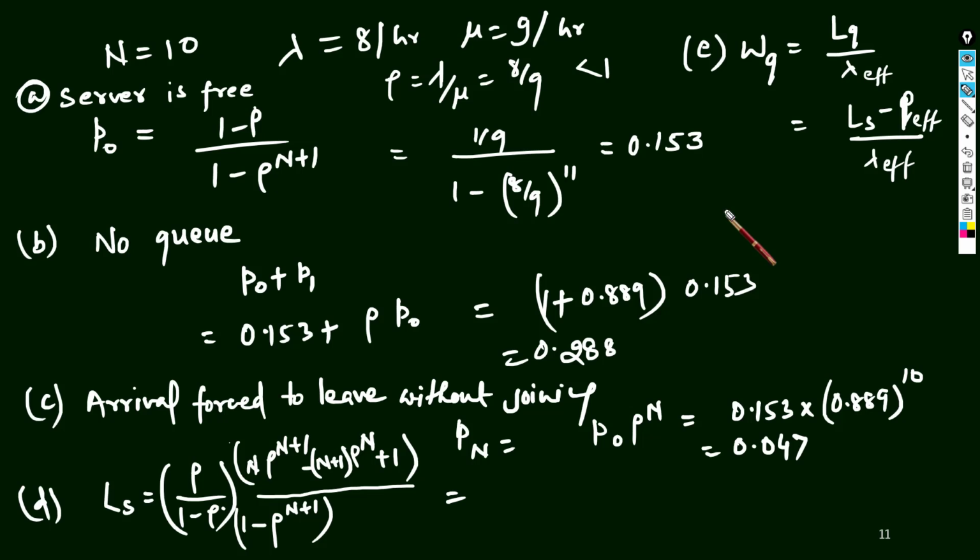Okay, so first of all lambda effective is equal to how much? Lambda minus lambda into Pn, that was the effective. So Pn we have calculated this much, and lambda is 8, so 8 into 1 minus 0.047, and that comes to 1 minus the answer into 8, that is 7.62. Now you can put it here and calculate WQ.